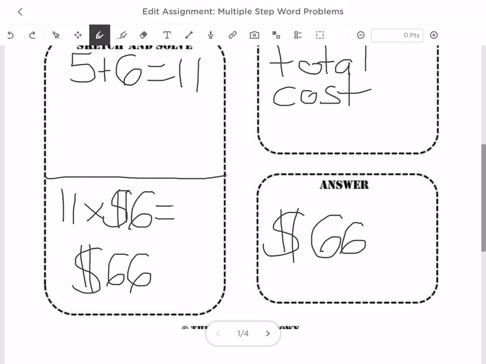These can be tricky. Try not to get frustrated and just do your very best. We'll be working on multiple step word problems again next week.